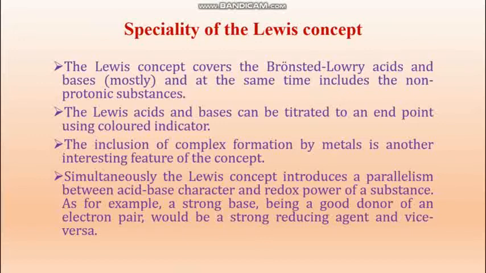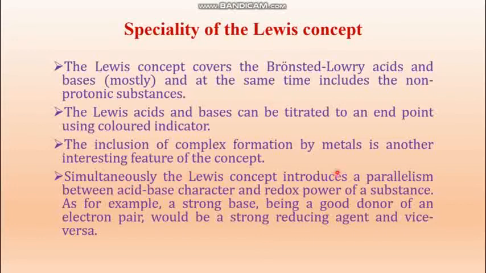First of all, the Lewis concept covers the Bronsted-Lowry acids and bases, and at the same time includes the non-protonic substances. That means the area of Lewis acids and bases is much wider here. Lewis acids and bases can be titrated to an endpoint using a colored indicator. So not only an Arrhenius acid or a Bronsted-Lowry acid can be titrated with an indicator, Lewis acids and bases can also be titrated with a colored indicator.